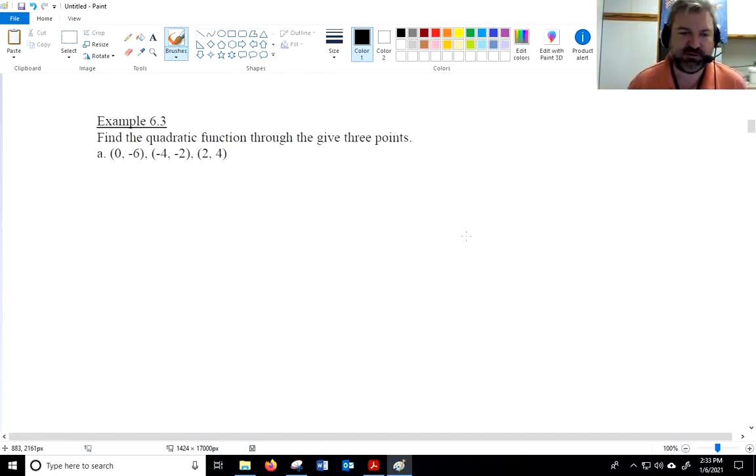All right, for the next one, we need to write the quadratic function through the given 3 points. So this is the hardest way to do it, I think, because they're not giving us zeros, they're not giving us a vertex, so we're stuck with just plain old standard form, y equals ax squared plus bx plus c. This one's not too bad because they gave me this point here, which you'll notice is the y-intercept.